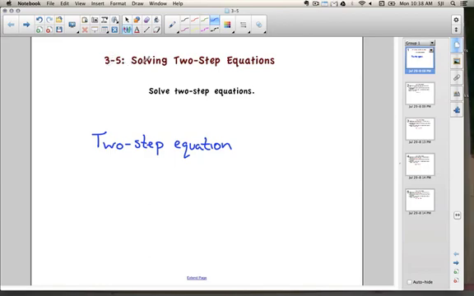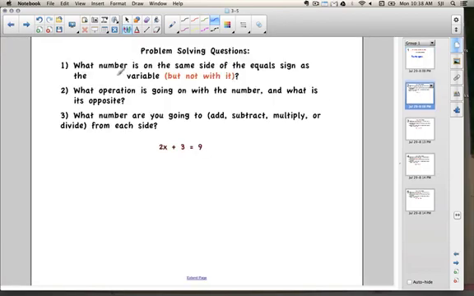Lesson 3-5, Solving Two-Step Equations. The main goal of this lesson is to be able to solve two-step equations, and the one vocabulary word for this lesson is two-step equation. A two-step equation is an equation that has two steps to it.